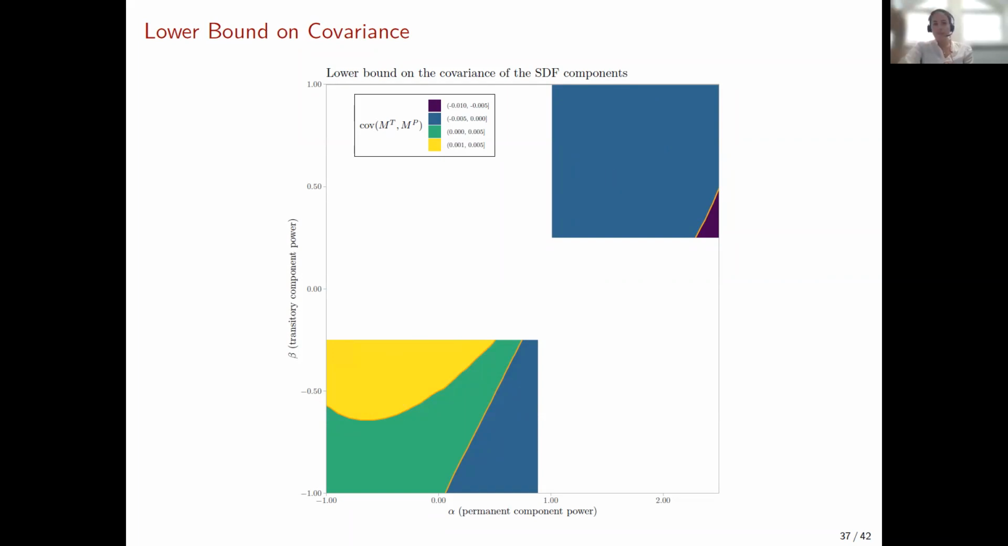Without focusing on the exact size, what we thought about is, let's go to some canonical asset pricing models that we have, and let's check what these models imply for what the sign of the covariance between the transitory and the permanent component should be, and let's compare whether we get anything that resembles what we see here in the data.